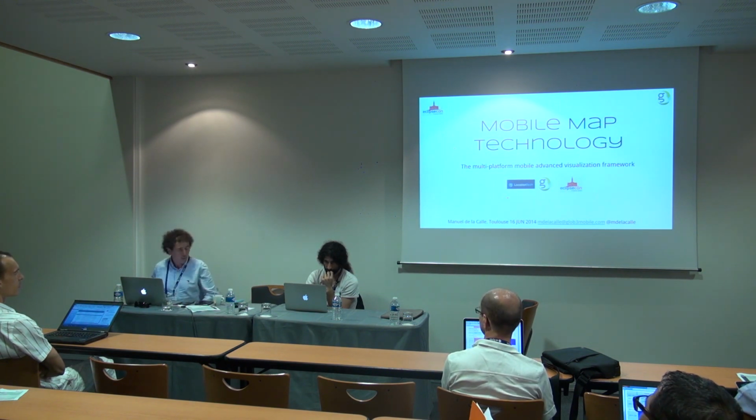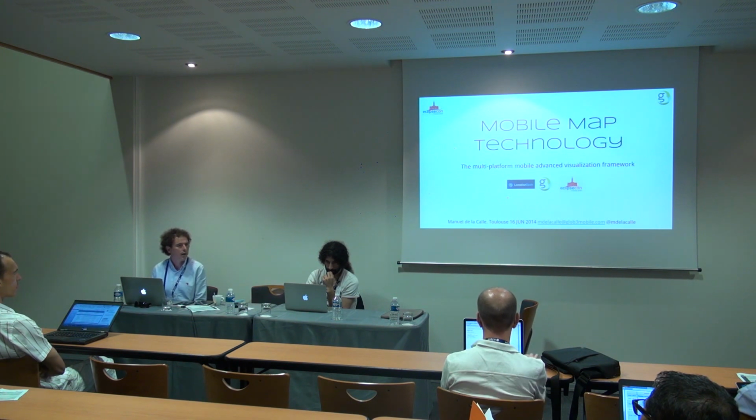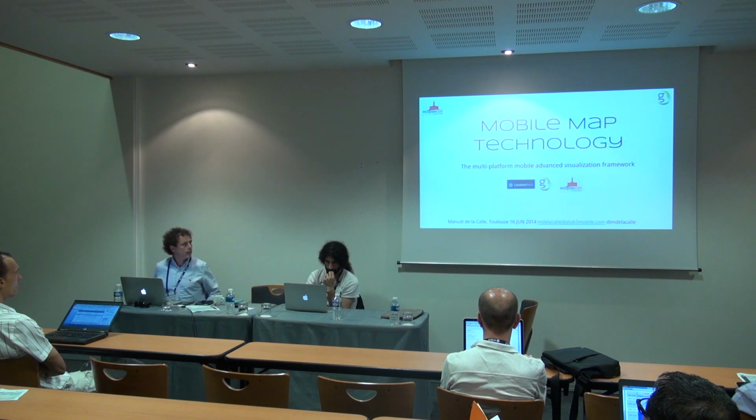We are Globe3 Mobile. The company is called Globe3 Mobile. We talk about mobile map technology. That is our framework SDK that we have developed in the last 2 years. Until 3 months ago, Globe3 Mobile was the name of the library, but now we are on LocationTech. We have changed the name of the library for trademark issues. Now our name is Mobile Map Technology. It's a cool name, and we are here with the Eclipse Foundation and LocationTech.